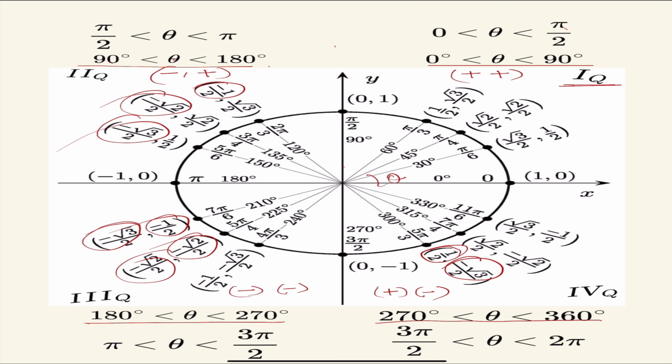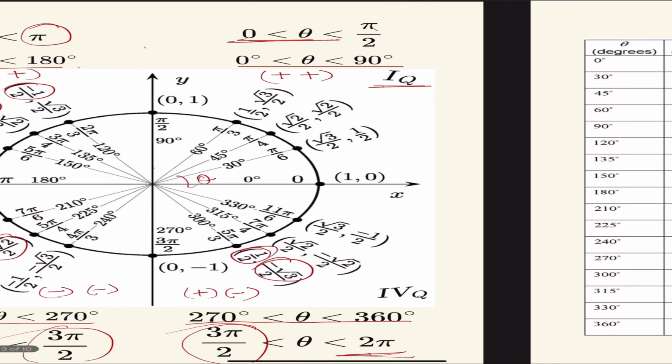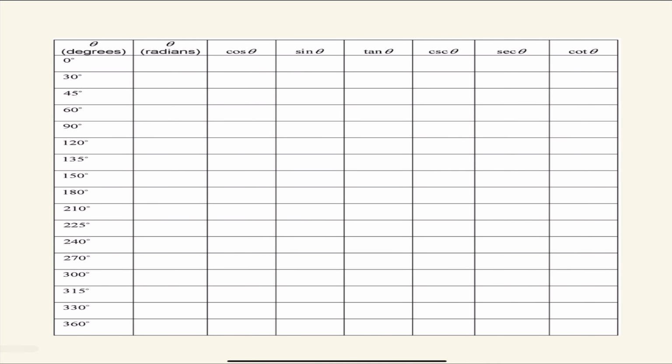In terms of pi, the first quadrant is more than 0 but less than pi by 2 radians. The second quadrant is more than pi by 2 radians but less than pi radians. Third quadrant, more than pi but less than 3 pi by 2. And fourth quadrant, more than 3 pi by 2, less than 2 pi. So this is the unit circle. You guys can do it. Once you have the unit circle, let's do some practice.